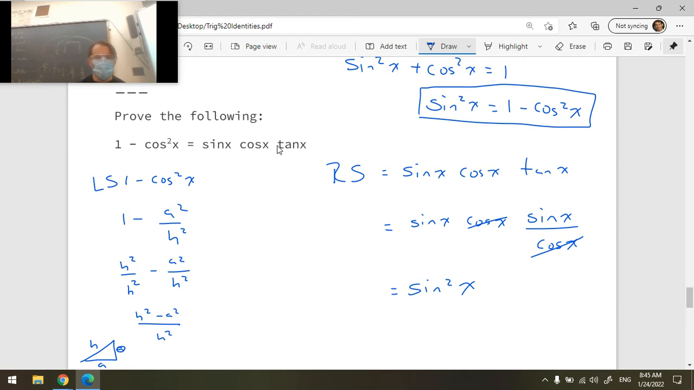And then I really have to be able to say, well, 1 minus cosine squared x, does that equal sine squared x? Indeed, it does if I use the Pythagorean identity. So I can use that down here by just saying, well, I can make this such that sine squared x equals 1 minus cosine squared x. So left side equals right side.